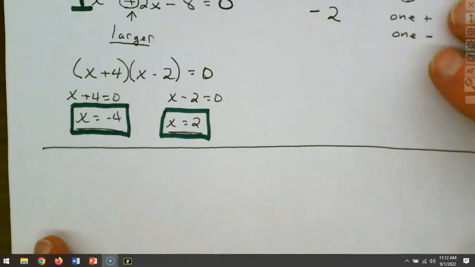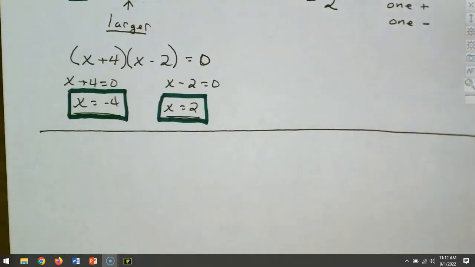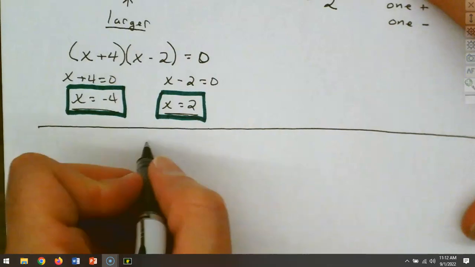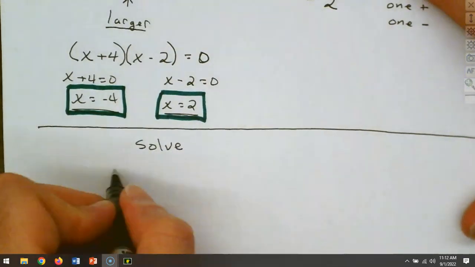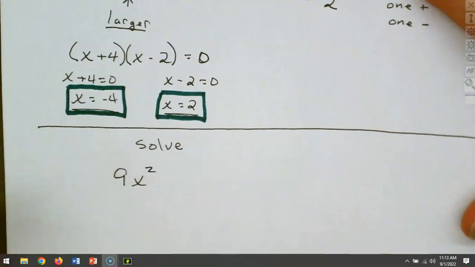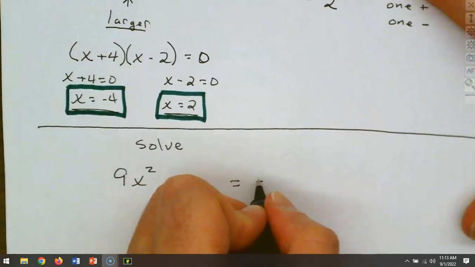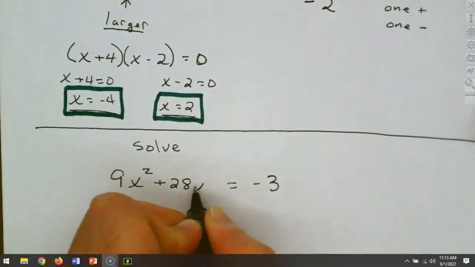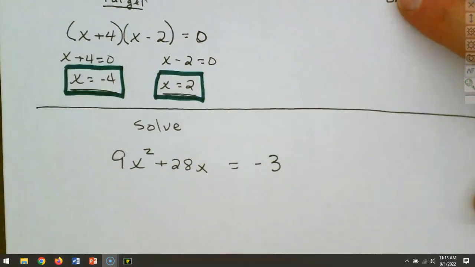Now I'm going to make up another one for us to work through. How about we look at, I'll make one up here. How about we try to solve this one? This way we'll have one we've got to factor things out of. How about 9x squared, minus 3? Let's do something in the middle here. I'll just make up one real quick here. How about we put a positive 28x in the middle?